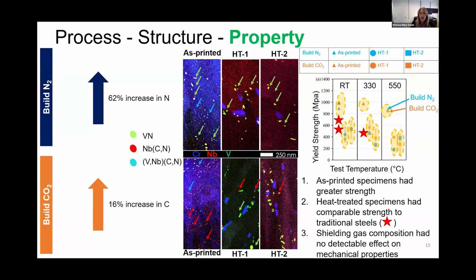And third, alterations in the shielding gas composition did not appear to have any detectable effects on the mechanical properties. So basically, the different precipitate compositions did not affect the strength of the materials. What seems to matter more is if you have a greater density of them, but not necessarily the composition. In fact, you can see that for some of the conditions, the samples that were made with different gases and tested at the same conditions actually had overlapping strengths.